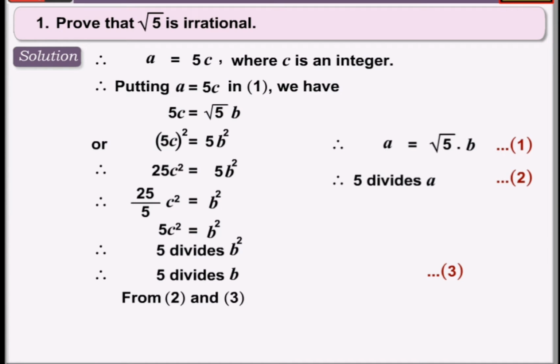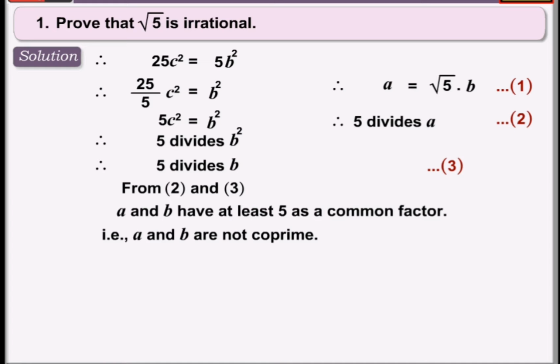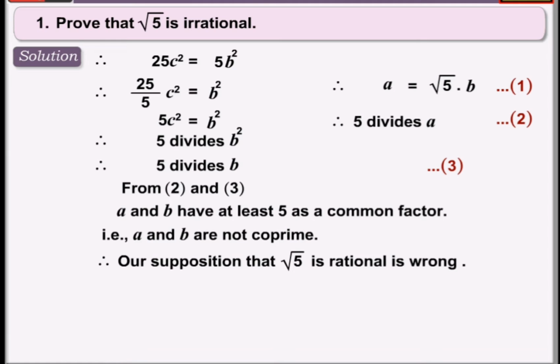From 2 and 3, a and b have at least 5 as a common factor. That is, a and b are not co-prime. Therefore, our supposition that root 5 is rational is wrong. Hence, root 5 is irrational.